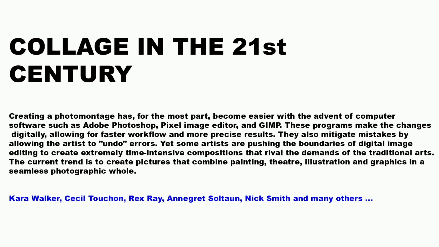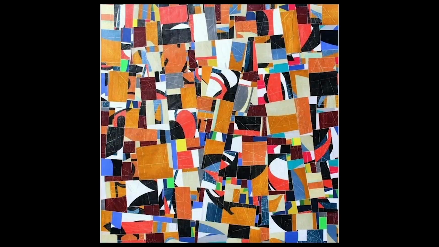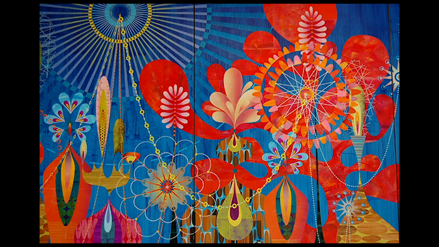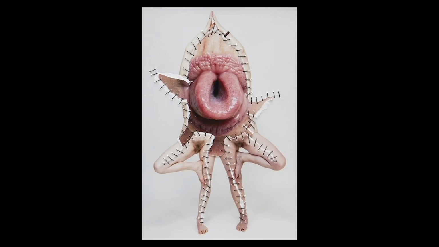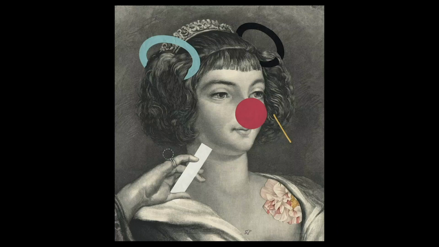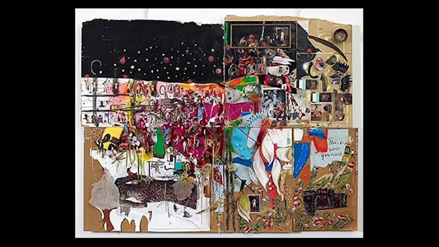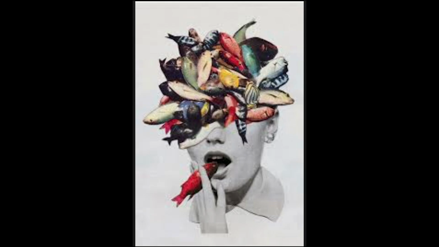Collage in the 21st century, of course, is done with Adobe Photoshop and other software. Nowadays, most people don't take their scissors and cut out images from a magazine or newspaper. We all do that on our computer. So you can imagine the number of possibilities. You have the work of different artists here, very interesting. Annegret Soltau on this one. Rex Ray on the other one. It's very, very amazing what we can do today.